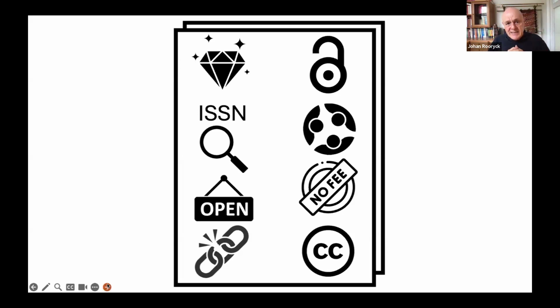And so this is my last slide with all the symbols and the nice icons, showing what we want a diamond journal to have as essential conditions. Thank you. Thank you very, very much, Johan.